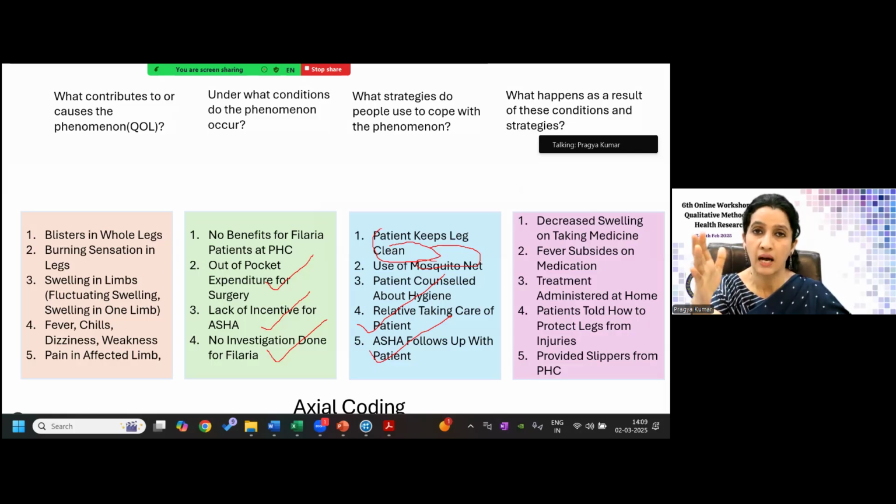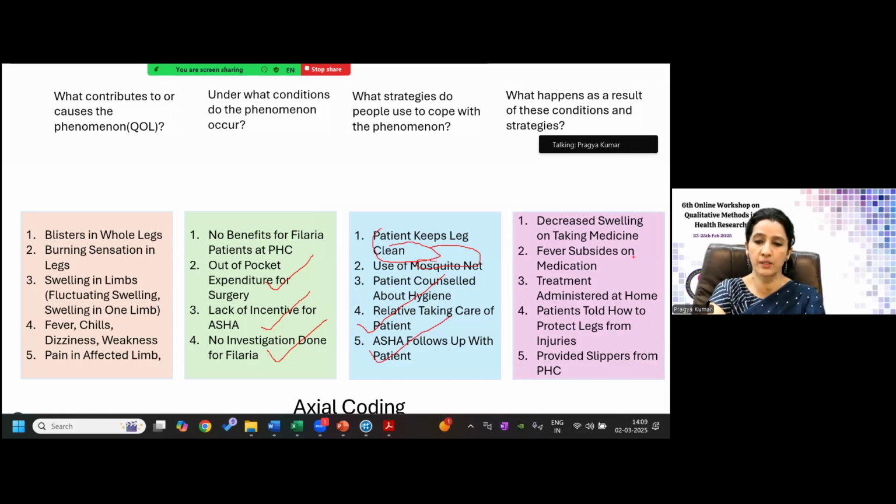Basically, after the first cycle coding method, you sit again and change your angle. Remember, in coding we have talked about the coding lens, filters, and angle. So now you have to use your coding lens, filter, and angle, and change the way you see your code. Now you have to find the categories that fit into the causal conditions or contextual conditions, and the strategies which the patient adopted to cope with the phenomena.